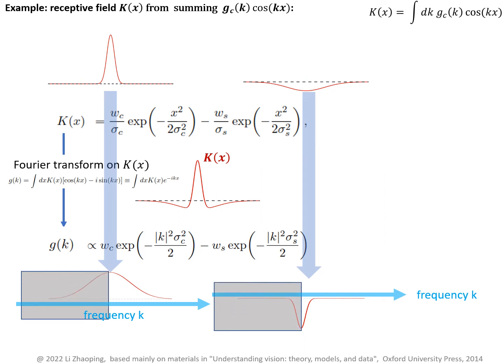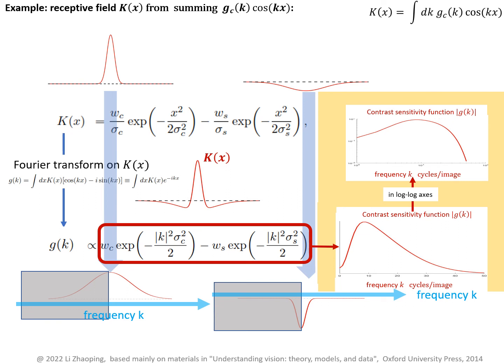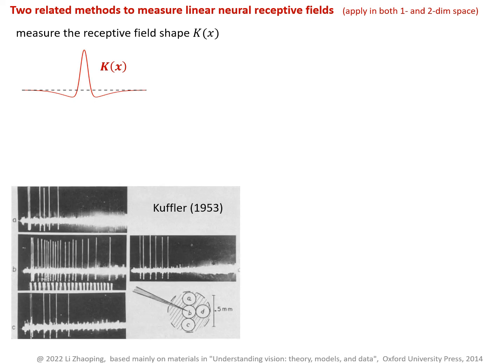Let's ignore the negative frequencies, since they are just mirror images of the positive frequencies. Then the net contrast sensitivity function is this one. In the literature, this function is typically plotted using log-log axis, and as we expected, this function peaks at an optimal frequency. In physiological experiments, one can measure the shape of the receptive field Kx of a neuron by stimulating different spot locations X of the visual field and see how the neuron responds.